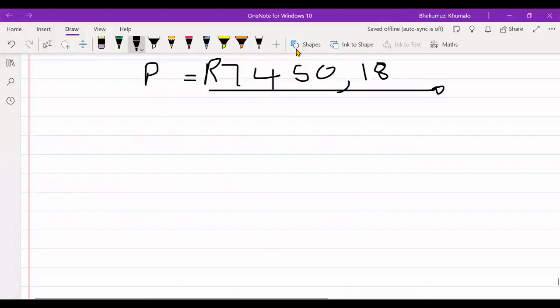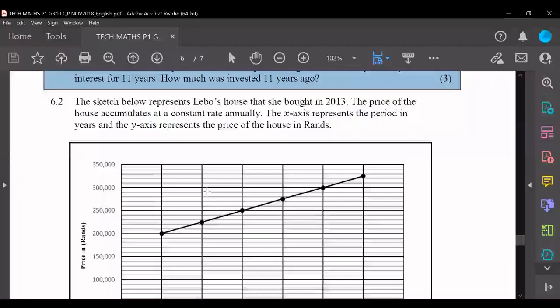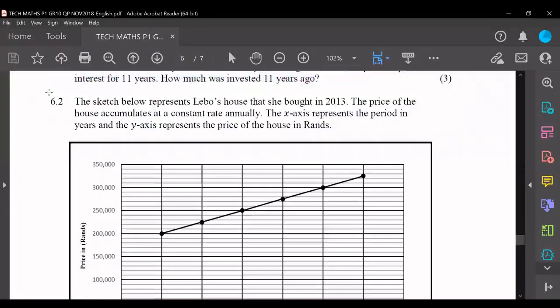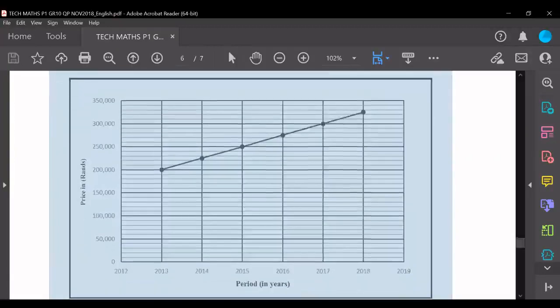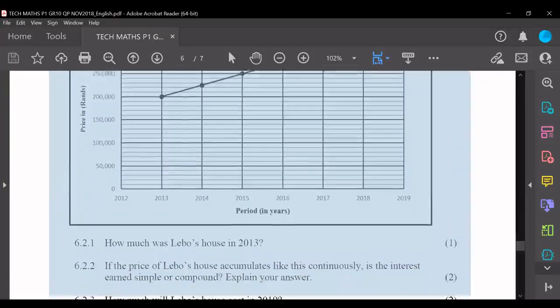We use the compound formula because they told us that it is compounded. So they told us that it is compounded, and so we know that we need to use the compound formula.